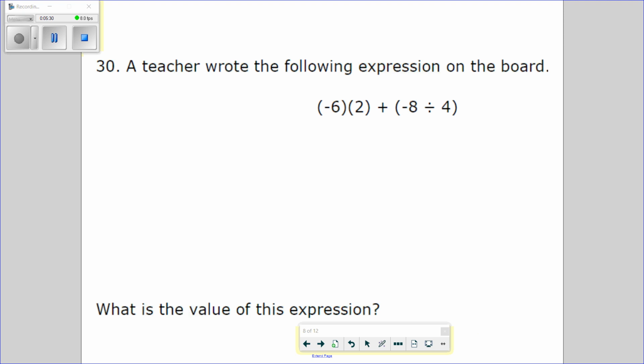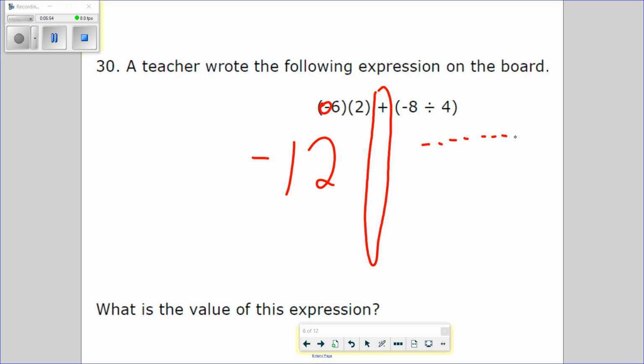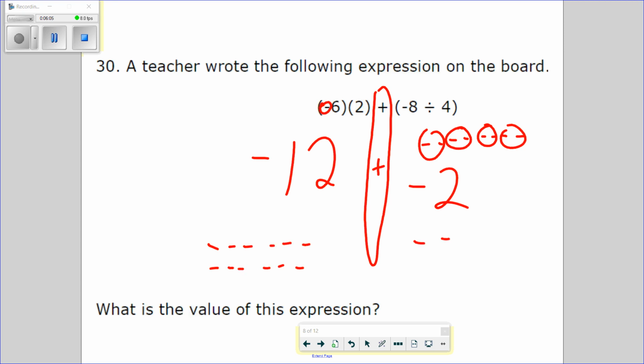And last but not least, number 30. Let's practice another expression. A teacher wrote the following expression on the board. Negative 6 times 2 plus, parentheses, negative 8 divided by 4. Highlight this addition. The left side says negative 6 times 2. Well, 6 times 2 is 12. Opposite, negative 12. 8 negatives divided into 4 groups. So each group has negative 2. So you have 12 negatives. You added 2 negatives. Do anything cancel there? No. So the answer is actually negative 14.